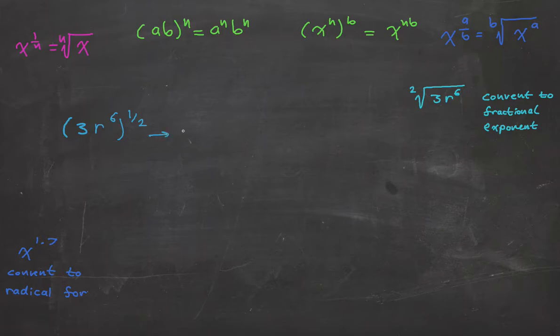So I will get 3 to the 1/2 times r to the 6 to the 1/2. Now for this guy here, I will use this property. The 3 to the 1/2 is the simplest it's going to get, so that's just going to stay the same. This I will have r to the 6 times 1/2, which will be r to the 3. And that is my final answer for that problem.